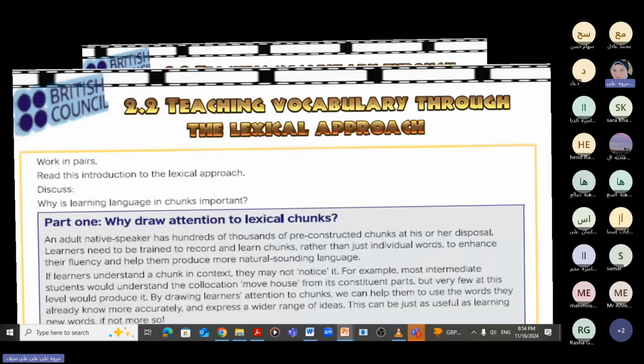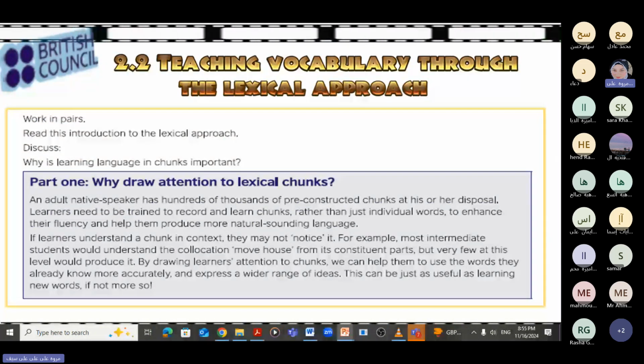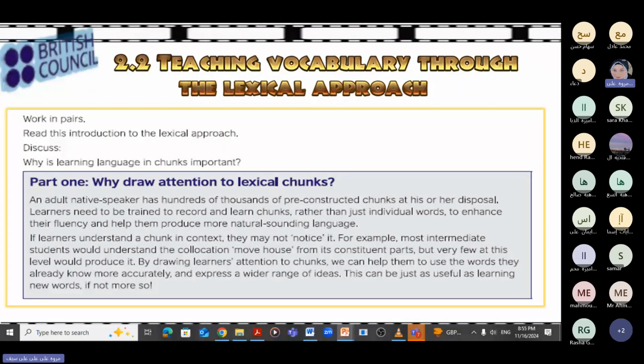Moving on, now I have an activity for you. If you can see my screen, I have a paragraph. This is part of an article. The title of this paragraph is Why Draw Attention to Lexical Chunks?